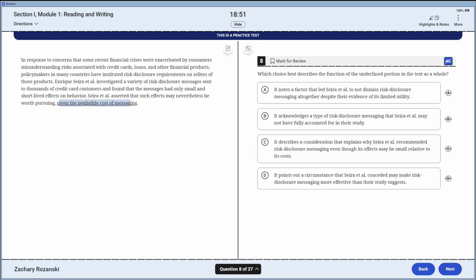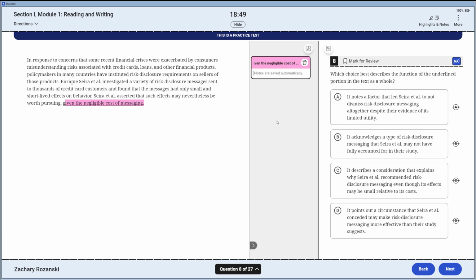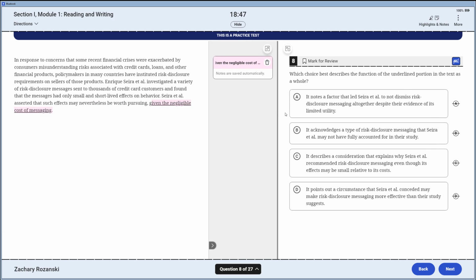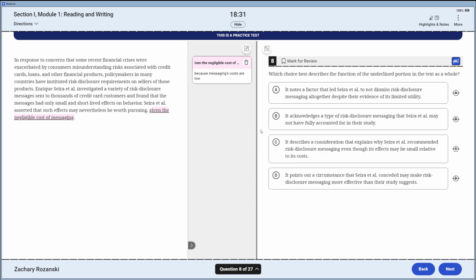Let's first fight our fight here. Given the negligible cost of, because, given, because, kind of a because, messaging's costs are low. This is going to be tough. I don't have much here. I'll probably eventually have to read more, but let's try.